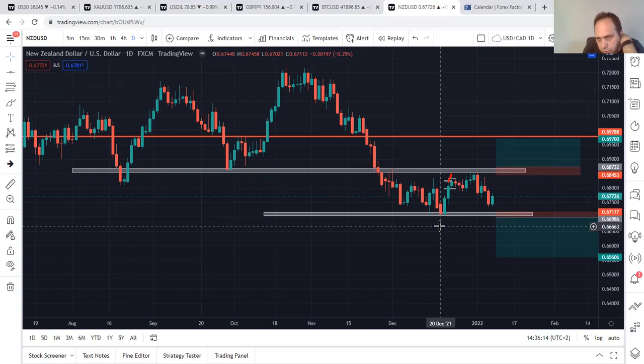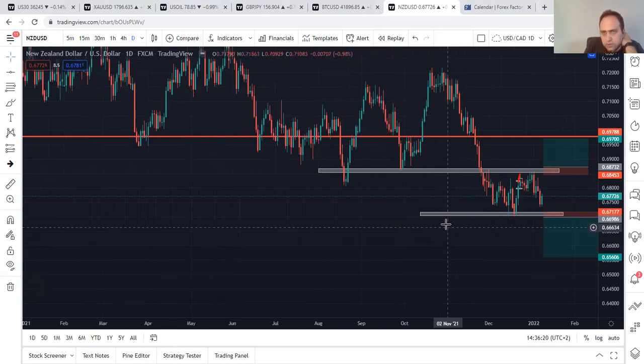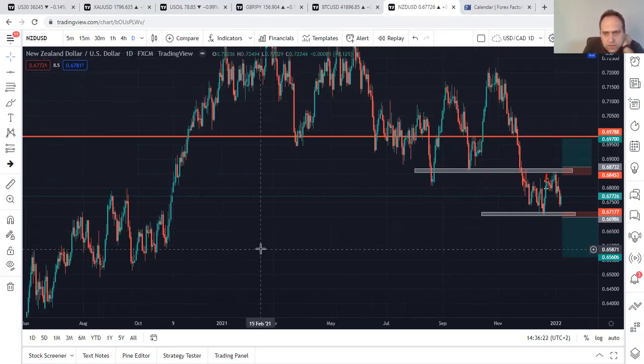TP2 0.6666, 0.6630 and 0.6600. So we have a clean traffic, to be honest, till this level, 0.66. So it should resume down.